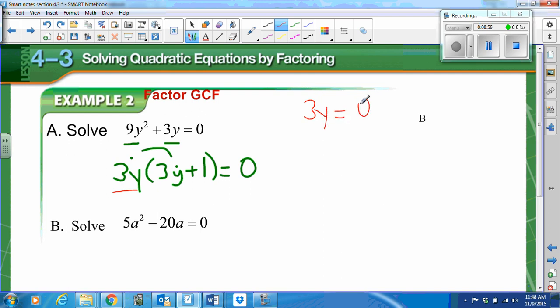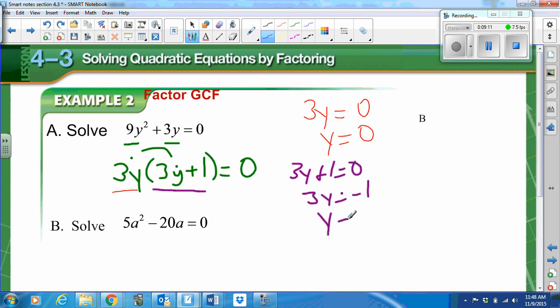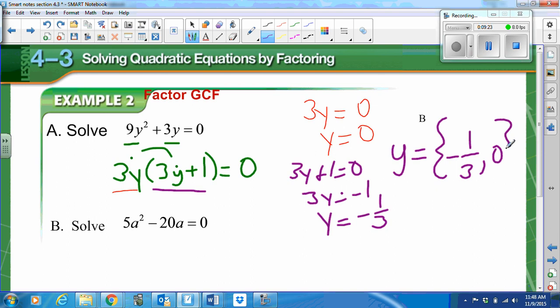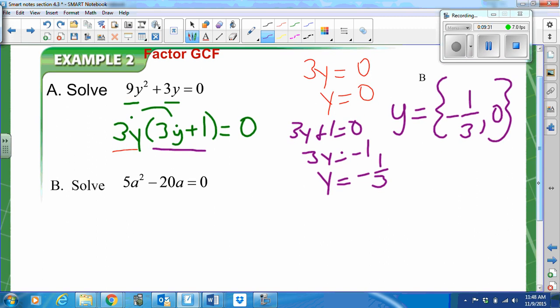So now let's figure out the solutions using the zero product property. What value of y would make 3y equal to 0? So y equals 0 is one of our solutions. Now for this factor, we're going to say 3y plus 1 is 0, 3y equals negative 1, and y equals negative 1/3. So our two solutions, and you put it in set notation, in order from least to greatest, are y equals negative 1/3, 0. So you guys try number B, pause it, and then you'll see my solution.